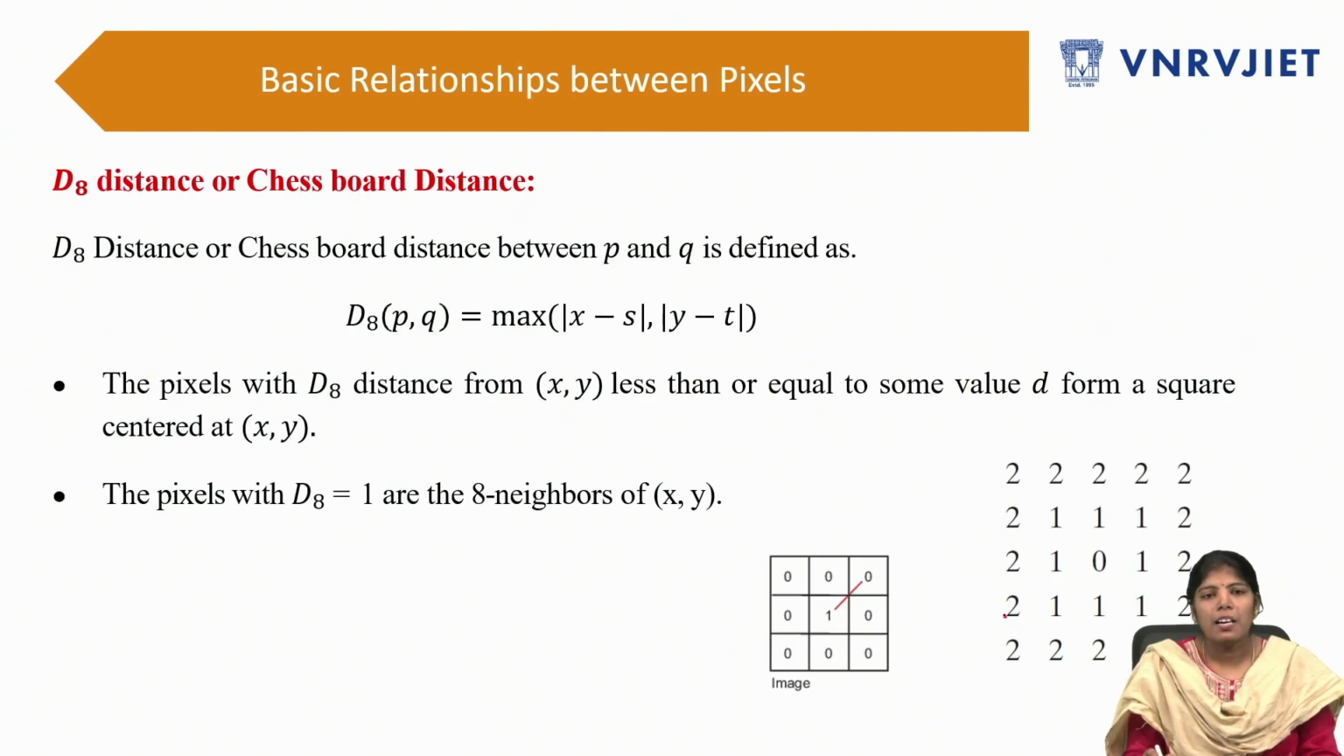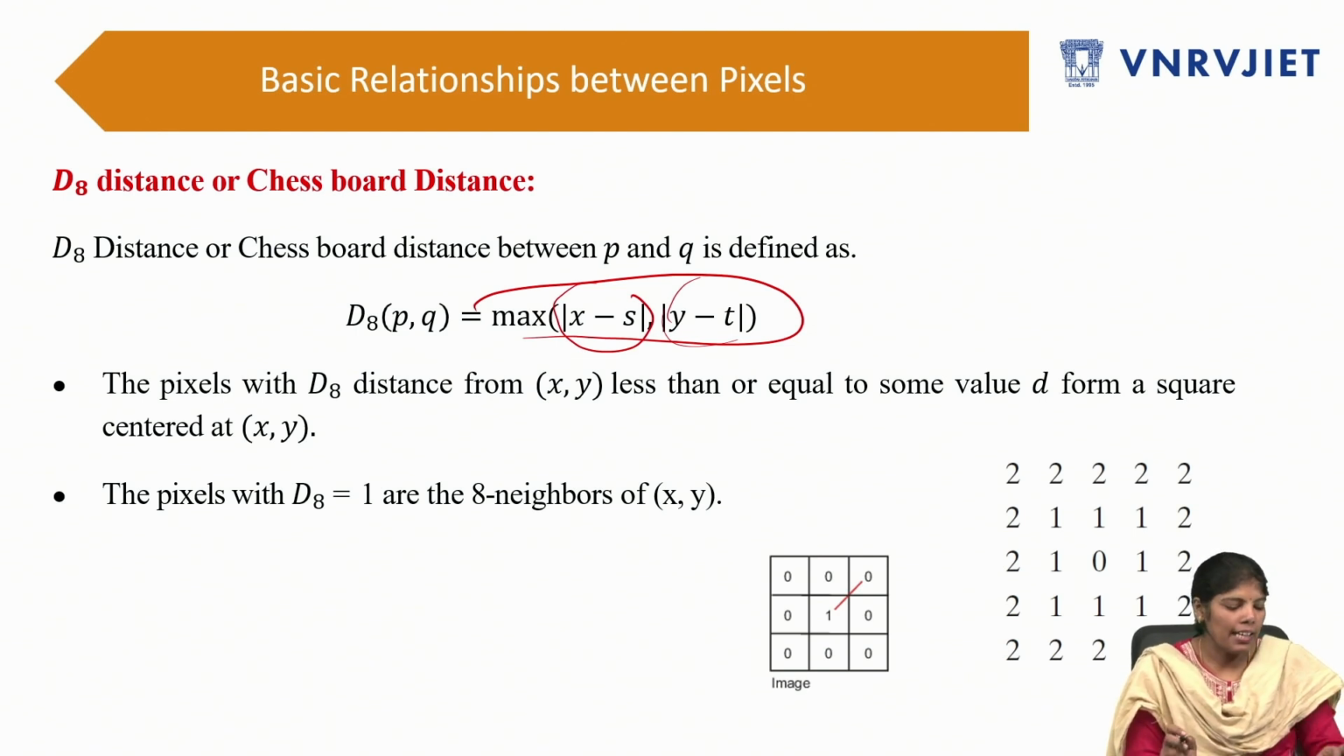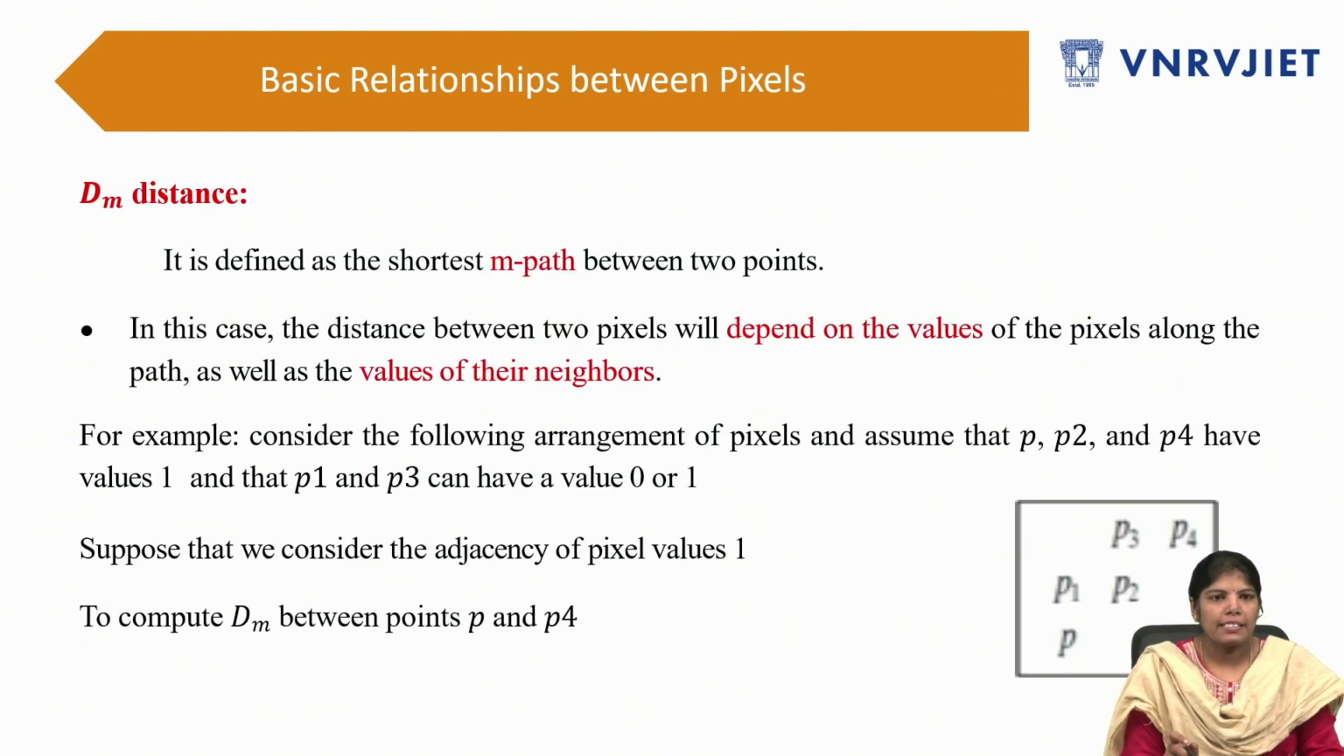And one more formula for distance measurement is the chessboard distance. Here we take the maximum of the two values. Once we calculate the magnitude of this and the magnitude of this, among these you will get the maximum value. Okay, so these are the different ways you can calculate the distance between pixels. And this is one way of an m-path between two points.